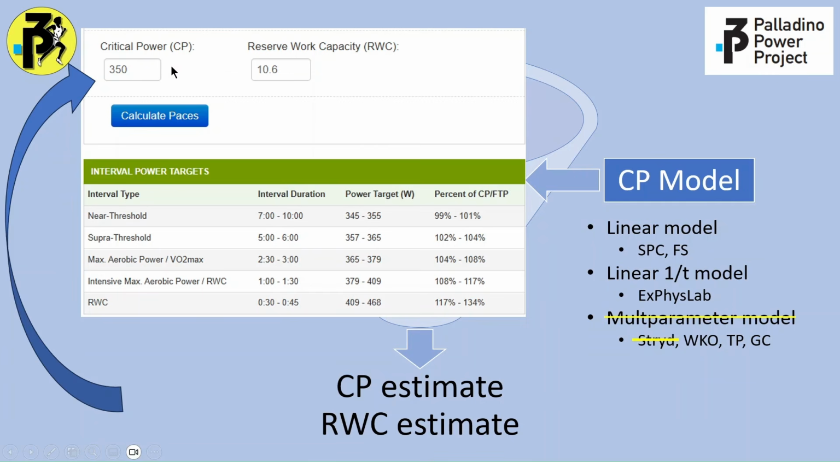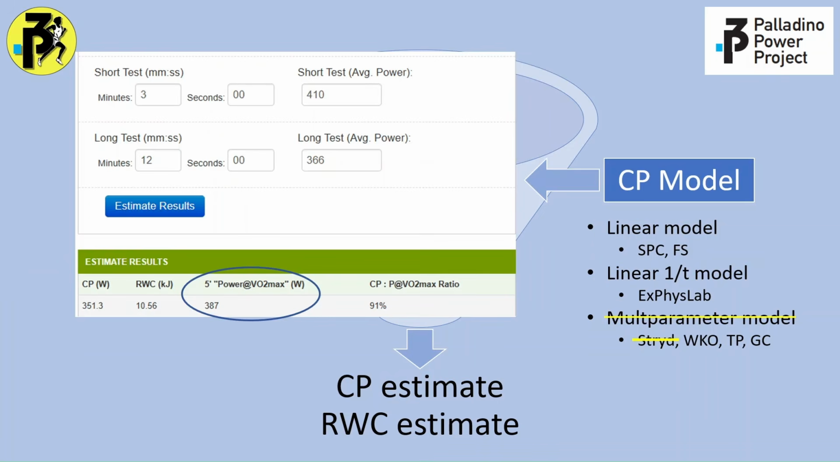the video tutorials are linked in the description of this video. And you'll get, based on those two, not just the CP, but also this individual's reserve work capacity, and you'll get power target ranges for these various types of intervals. All right, so that's one deeper dive into the data besides simply getting a CP estimate. We're getting the reserve work capacity estimate. We can put both of them in and get individualized interval power targets.